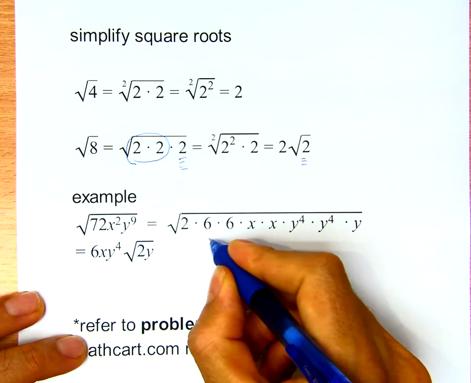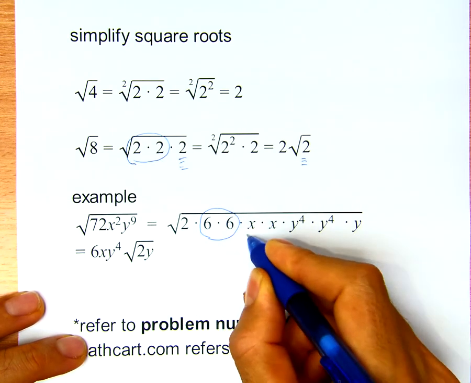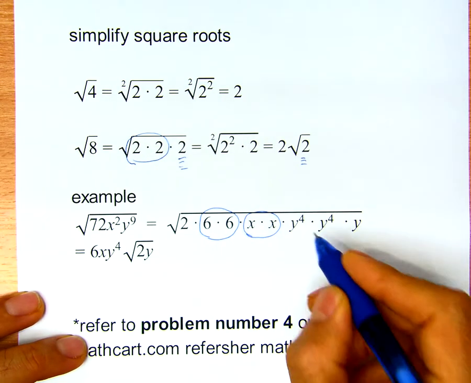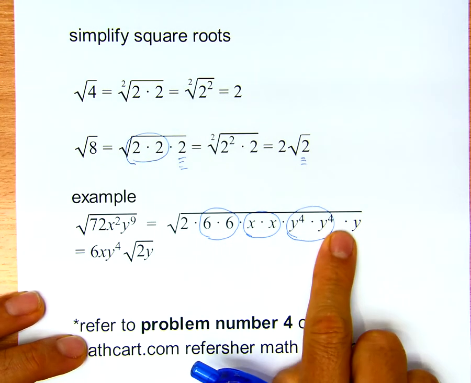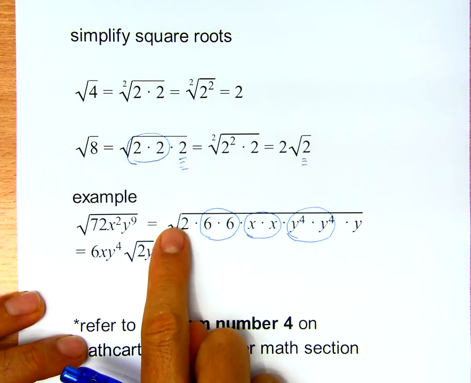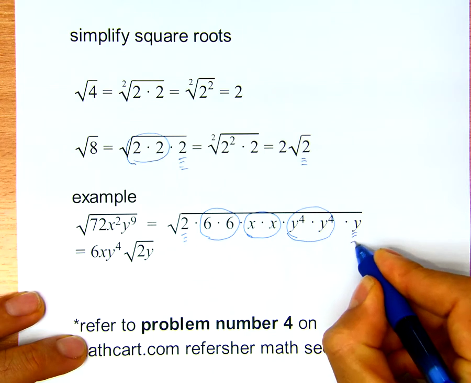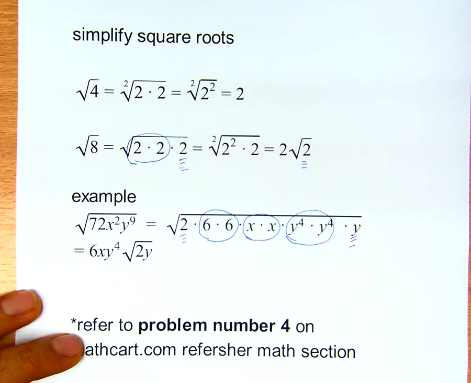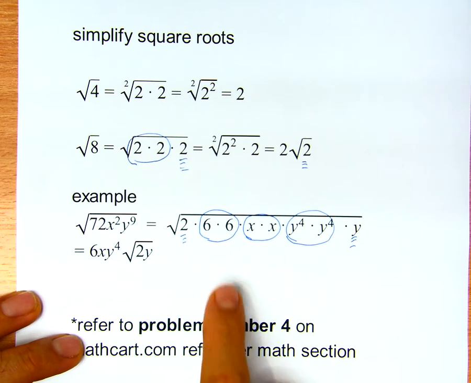Now, once again, I'm going to take out anything that's in a pair. So this pair of 6, these x's, and these y power 4's, because there are a pair of them. There are 2 of them inside a square root. And this 2 and this y remain inside. There are not enough of them to take out.